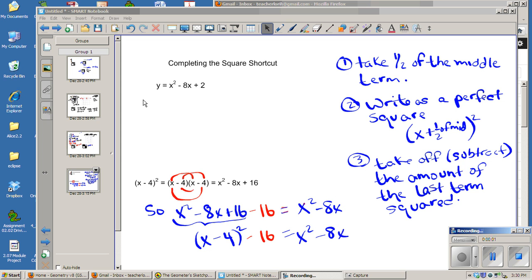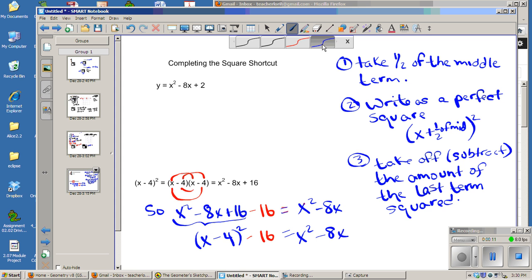So a shortcut to figuring out how to complete the square, instead of using the tiles, something that I do is I just look at this middle term right here, and I figure out what half of that is. Because remember, we always placed half of those on top, half of the x's on top, half on the side of that x squared term. So that would be 4. So do x minus 4 squared.